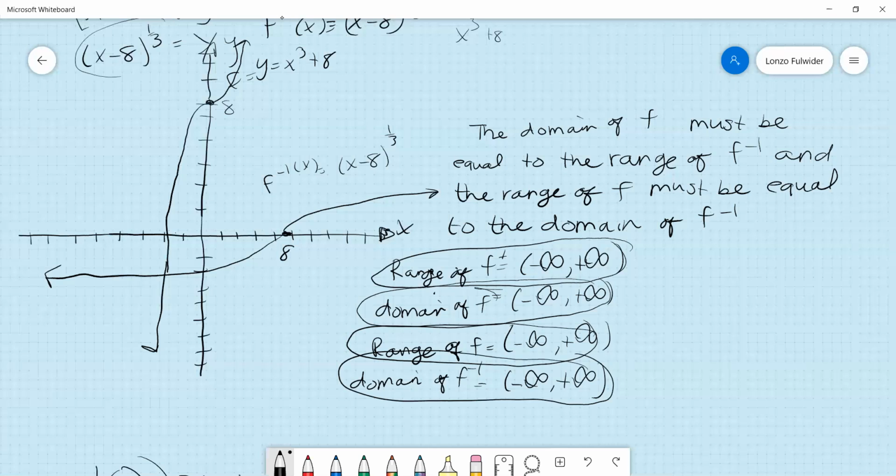So yeah, remember this rule, because sometimes they will ask you the domain, find the range of f inverse. If you know this rule well, you won't get your domain and range wrong. That was 9. Okay, we're almost done.